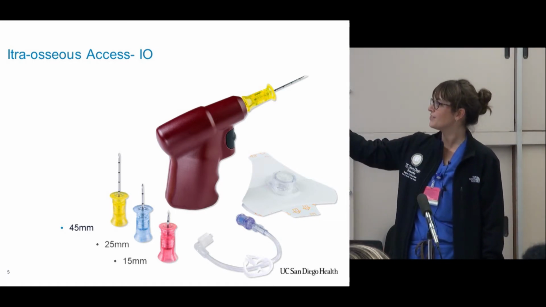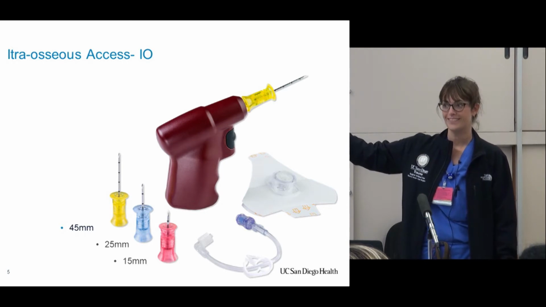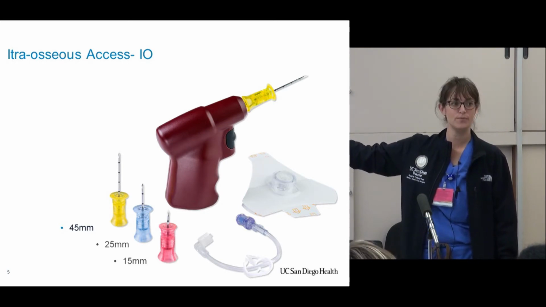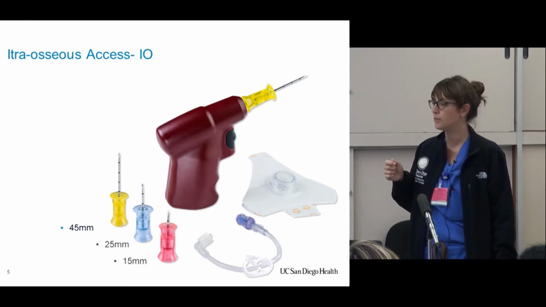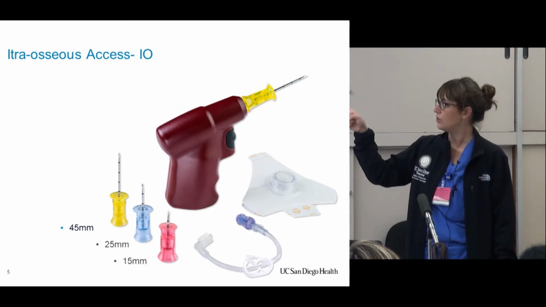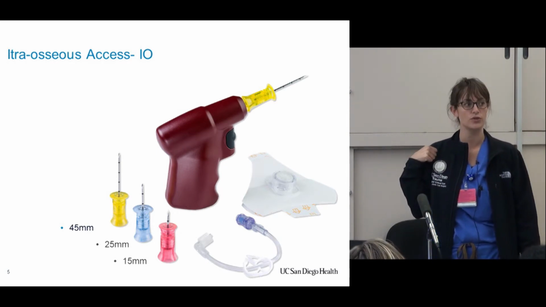So there are 3 different sizes. The pink is for peds, okay? So unless they're peds, don't use the pink. The blue is typically for the tibial. The yellow is 45 millimeter. That is for your humerus.